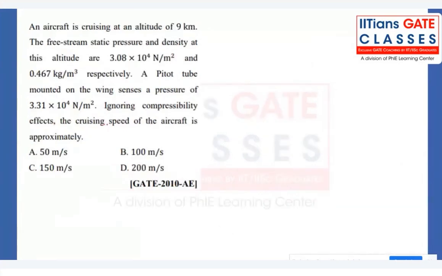Now this question you try as homework and tell me the answer. One of the good questions. An aircraft is cruising at an altitude of 9 km. The free stream static pressure and density at that altitude are given like this. The pitot tube mounted on the wings directly measures the pressure of what? Stagnation. They are asking the cruising speed. So once again, a very easy question, but some twist is there because of the altitude height. You need to take care of that. Getting my point, all of you?